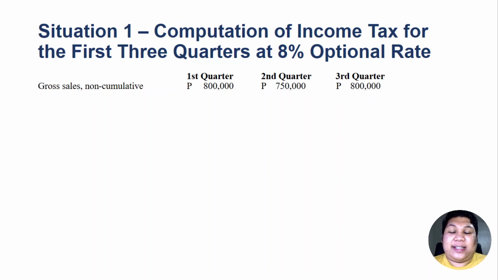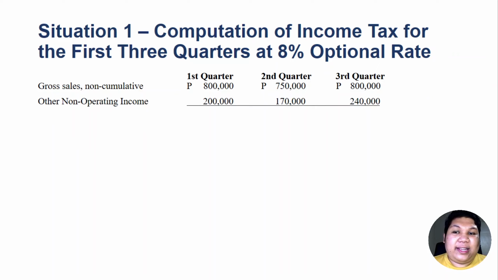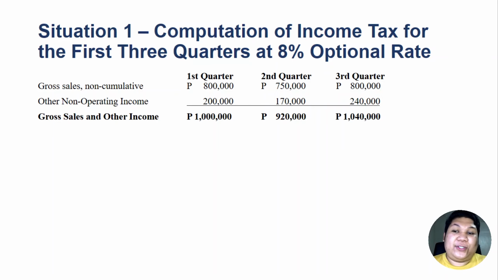We have here non-cumulative data. Gross sales are 800 for the first quarter, 750 for the second quarter, and 800 for the third quarter, and we will add the other non-operating incomes: 200,000 for the first quarter, 170,000 for the second quarter, and 240,000 for the third quarter. For this total, we no longer have to deduct the cost of sales because for the first three quarters, Juan is thinking that he would not exceed the 3 million VAT threshold. So therefore, he will pay the 8% optional rate.